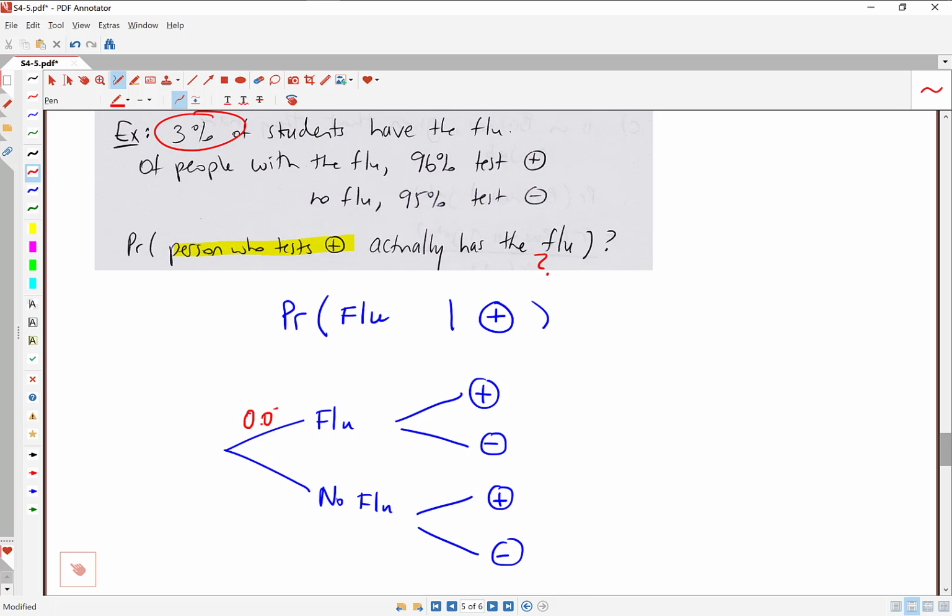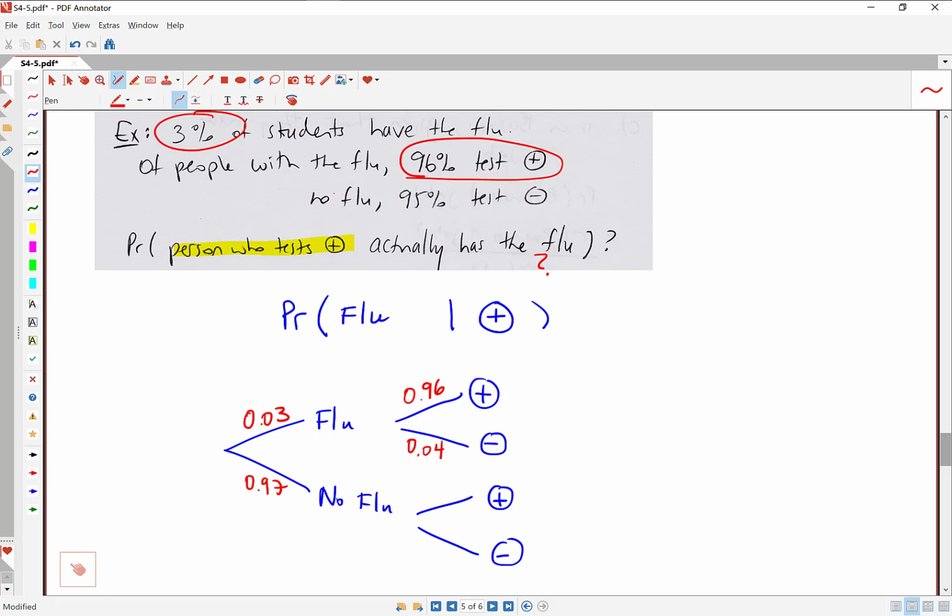So that's 0.03 probability that someone has the flu, 0.97 probability that they do not have the flu. So those two branches are going to add up to 100%, or add up to 1. Okay, then of the people with the flu, 96% test positive. So assuming you're looking at someone with the flu, 0.96 probability that they will test positive, and therefore 0.04 probability that they will test negative. So these numbers are going to add up to 1 because you're talking about a person with the flu, and they're either going to test positive or they're going to test negative.